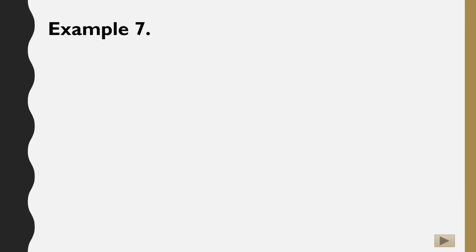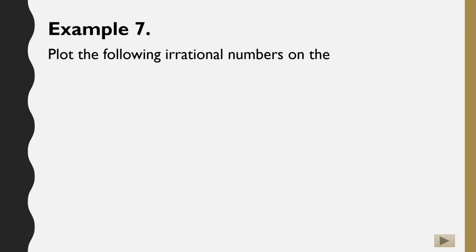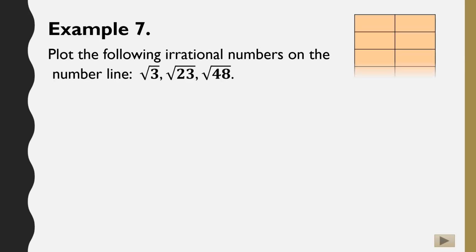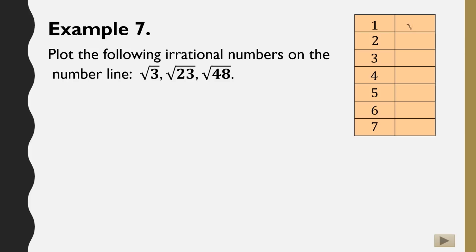Okay, so let's have example number 7. Plot the following irrational numbers on the number line: square root of 3, square root of 23, and square root of 48. So, paano ba natin ipa-plot o paano natin malalaman ang posisyon ng bawat irrational number sa number line? So, ang gagawin natin, i-convert natin yung given irrational numbers. So, 1 to 7, square root of 1, 4, 9, 16. Inuulit lang natin yung process para alam natin yung pagkakasunod-sunod. Square root of 25, 36, and 49.